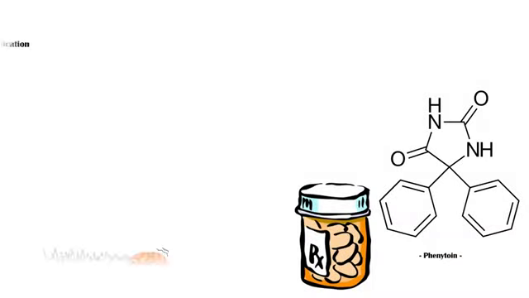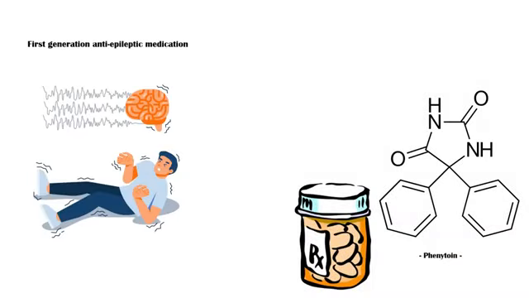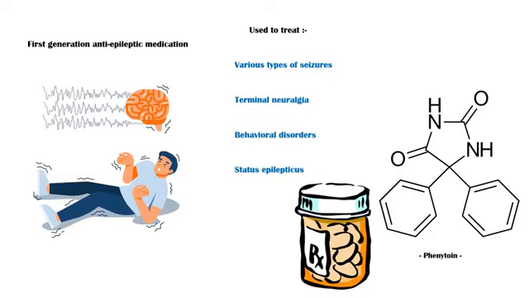Phenytoin is a first-generation anti-epileptic medication used in the treatment of various types of seizures, terminal neuralgia, behavioral disorders, and status epilepticus, a condition characterized by prolonged seizures.